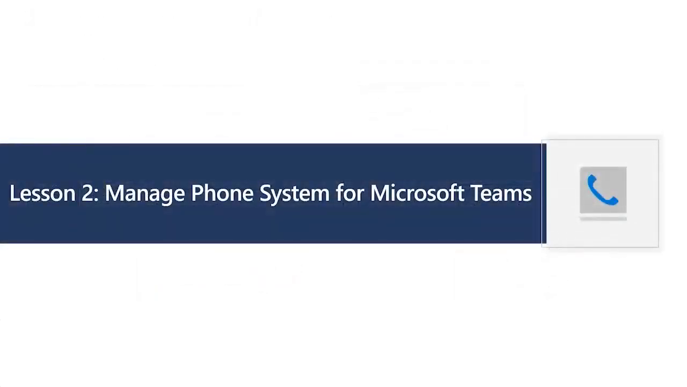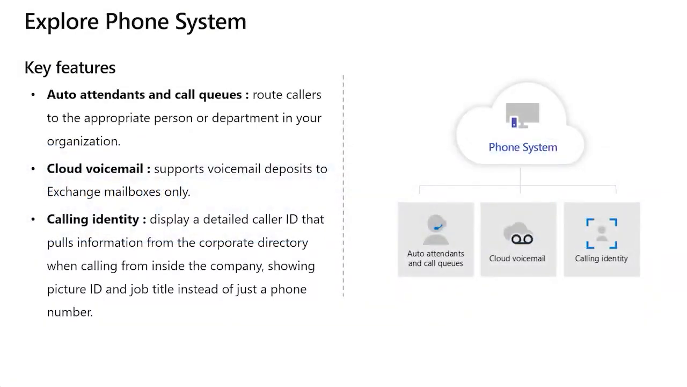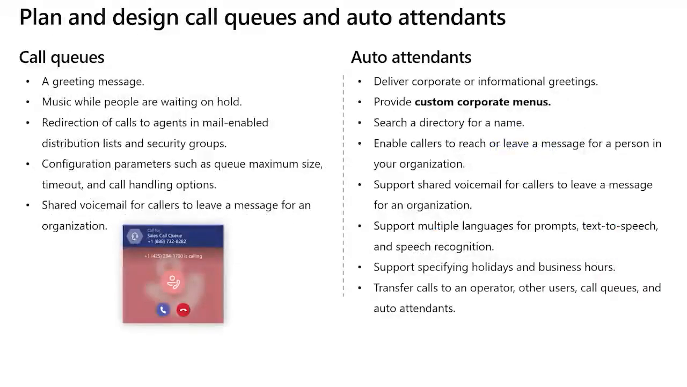Let's talk about managing the phone system for Microsoft Teams. There are special numbers for things like auto attendants and call queues. Voicemail is an option. Caller identity, we may want to have caller ID for incoming calls. We'll go into detail here. We can have call queues as well as auto attendants.